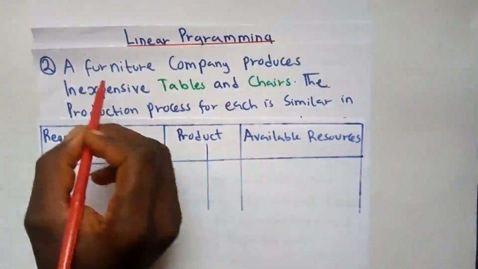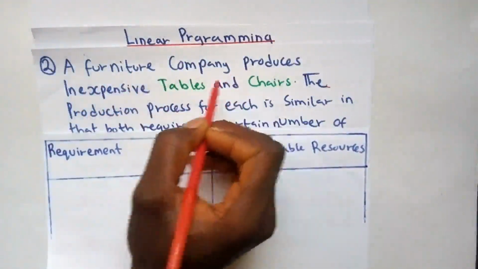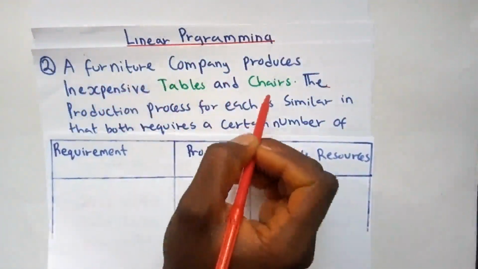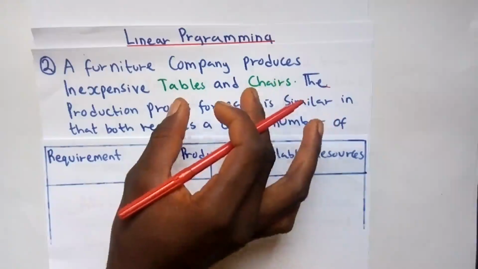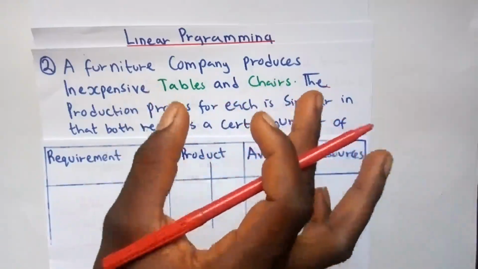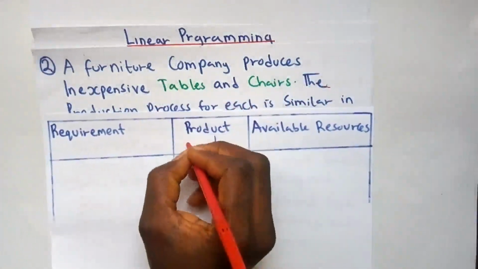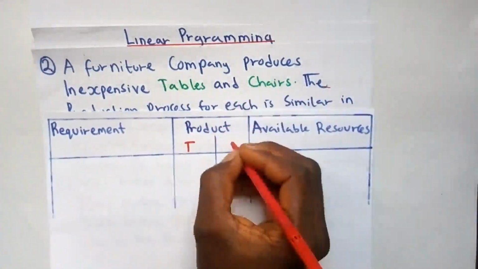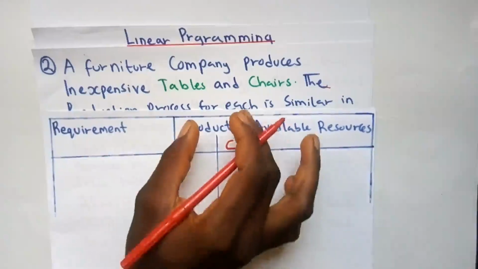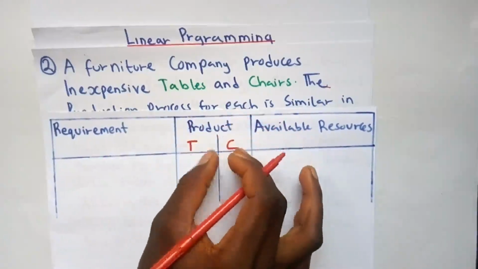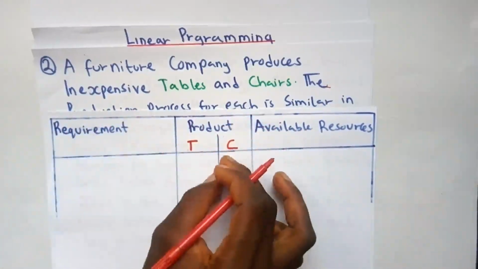Let's read the question again. A furniture company produces inexpensive tables and chairs. So the two products we are talking about are tables and chairs. Let's represent table with the letter T and chair with the letter C. So the two products now are tables and chairs. You want to find the requirements to make this product.